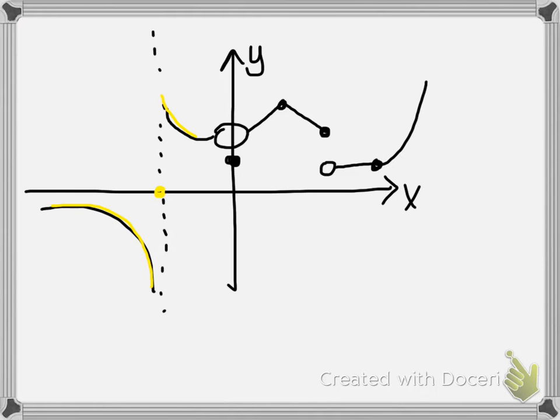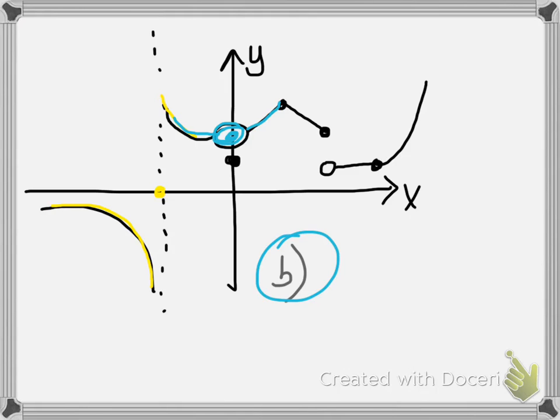Okay, so let's try another one. So for B, we're talking about at 0. So let's look at 0. So at 0, does the limit exist? Well, let's see. As we approach from the right, we're at 2. As we approach from the left, we're at 2. So therefore, the limit does exist. But it also has to not be continuous. And you can see that it's not continuous because there's a hole here. So B looks like that's the answer.